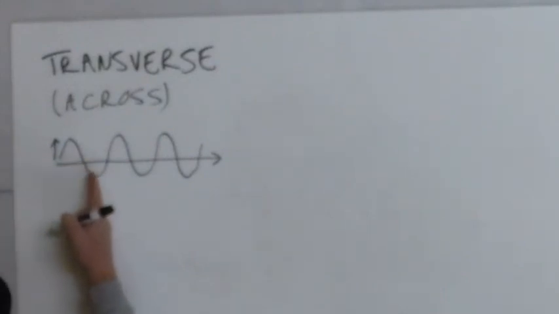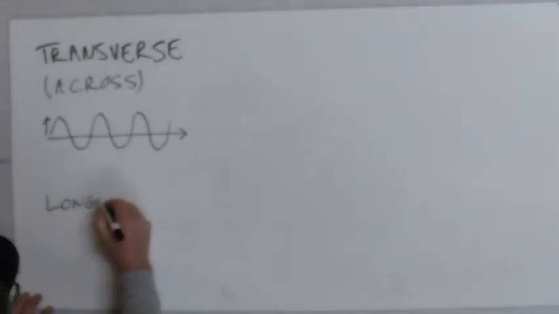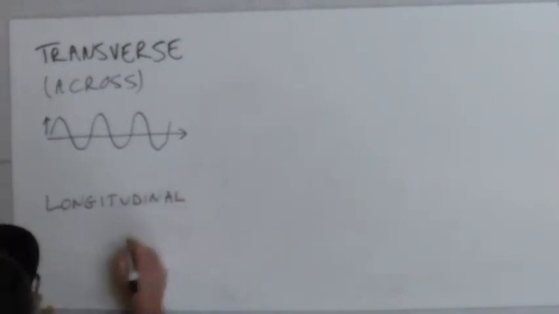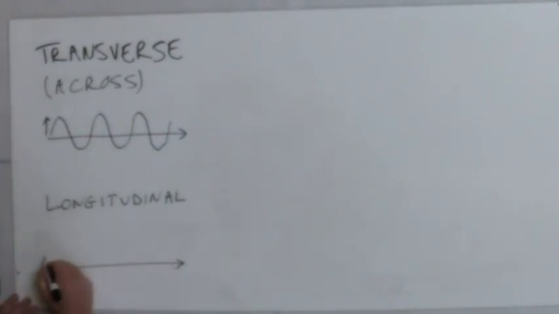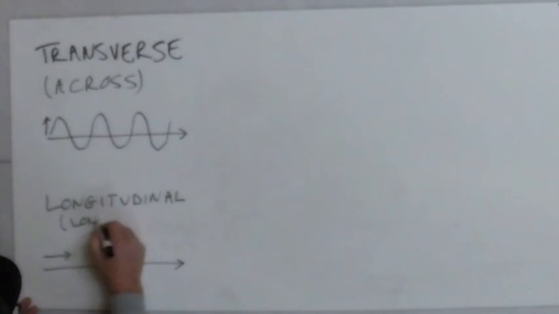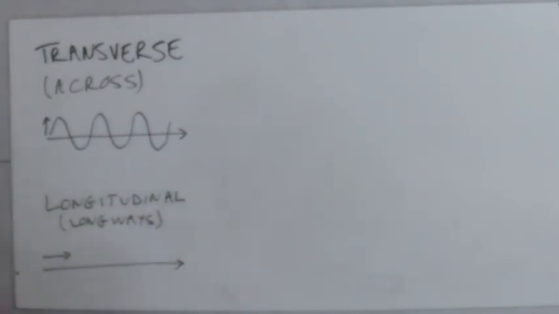And that would be for water. As you can see, it looks just like waves on water. Or it would also be for light. With sound, we have the other type of wave, the longitudinal wave. And in this case, the wave is moving this direction, but the disturbance is moving along the length of it. In other words, it's going long ways, you could say.